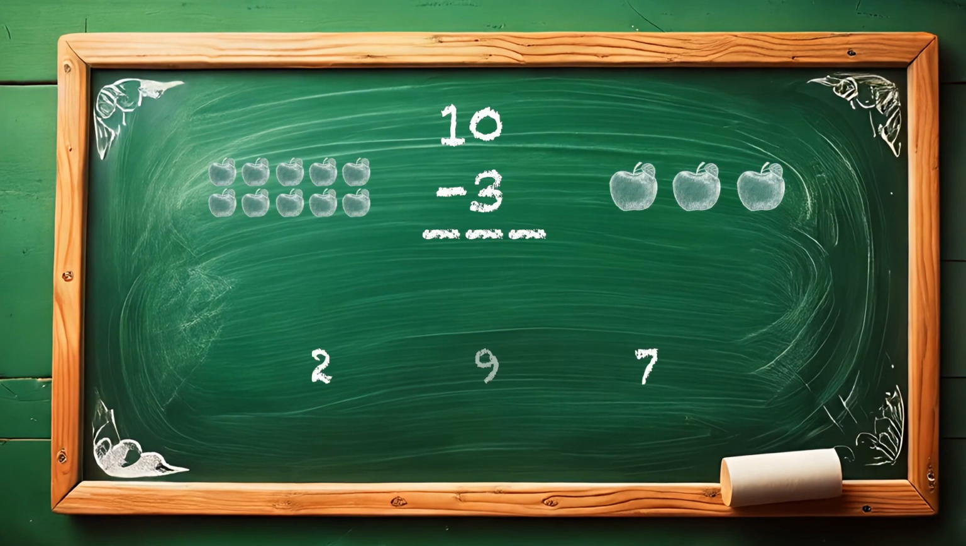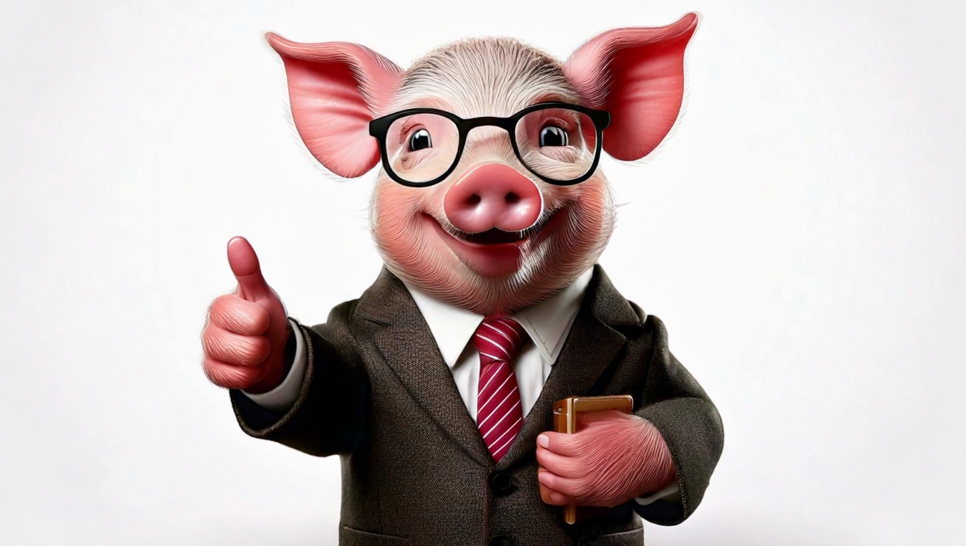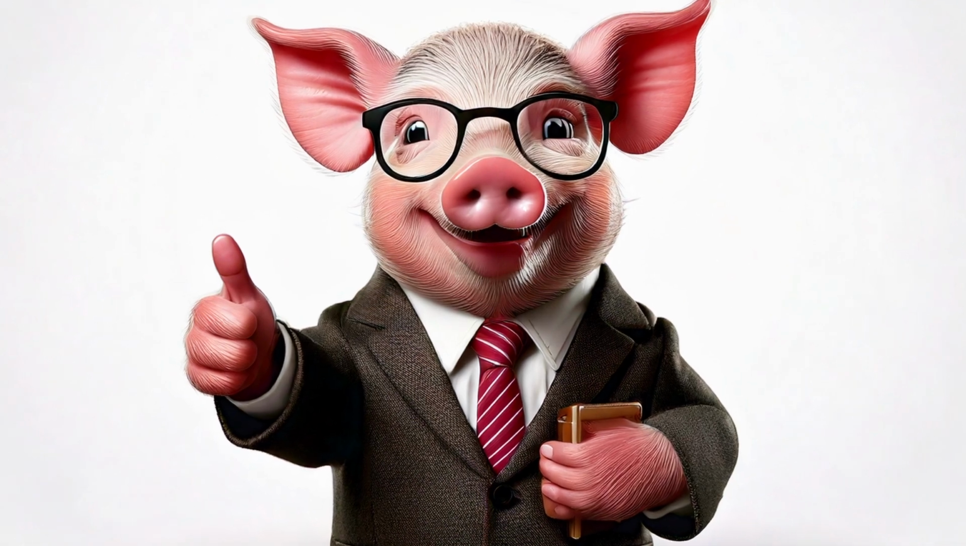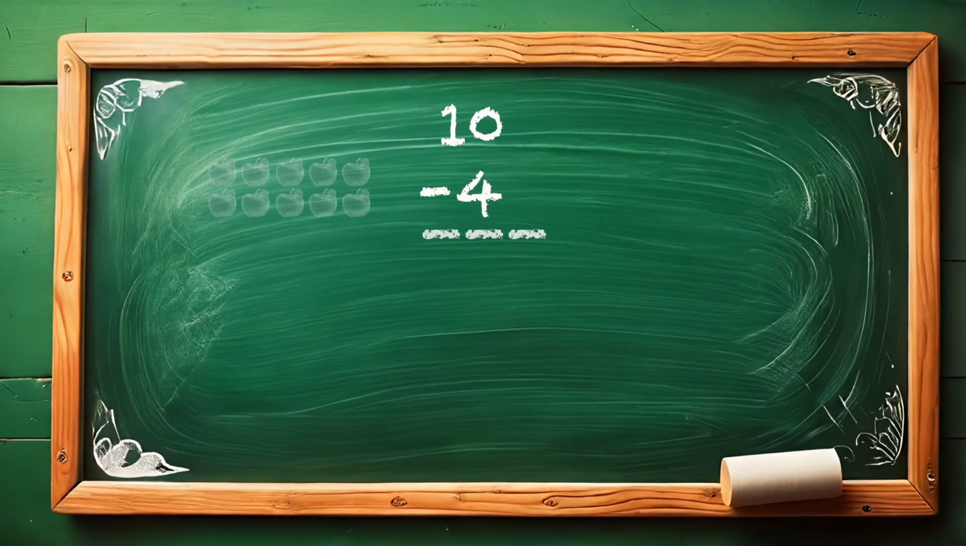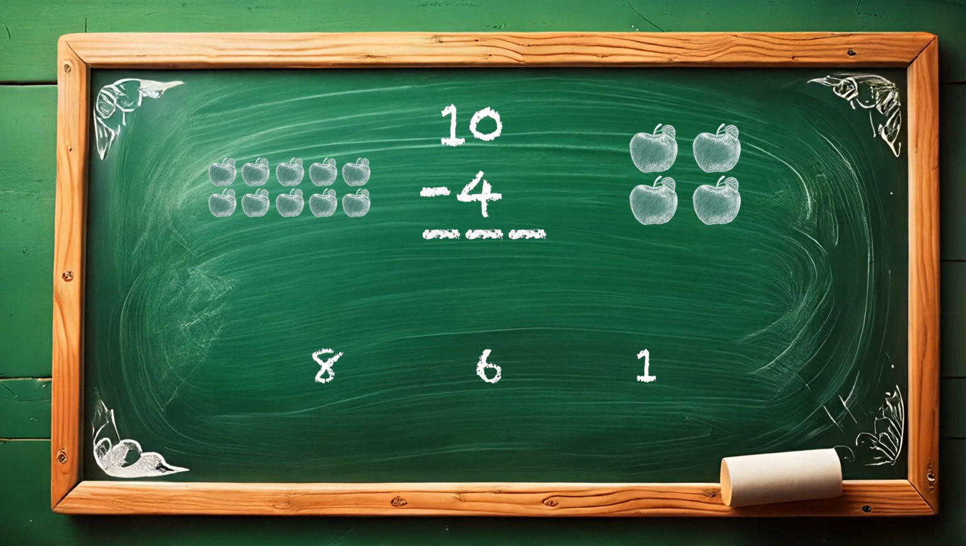If you have 10 apples and you take away 3, do you have 2 apples, 9 apples, or 7 apples left? 10 minus 3 equals 7. If you have 10 apples and you take away 4, do you have 8 apples, 6 apples, or 1 apple left? 10 minus 4 equals 6.